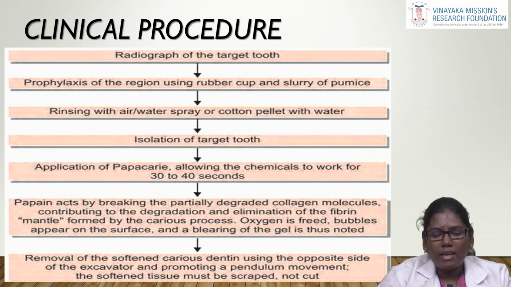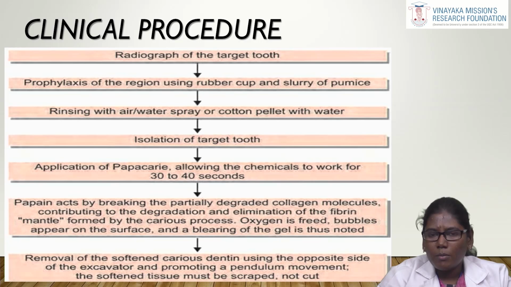Then application of Papacarie gel should be done on the respective tooth surface, allowing the chemicals to work for 30 to 40 seconds. Here the papain gel acts by breaking the partially degraded collagen molecules, contributing to the degradation and elimination of the fibrin formed by the caries process. Because of this, oxygen is freed and bubbles appear on the surface, which gives the cloudy appearance and blurring of the gel noted on the cavity.